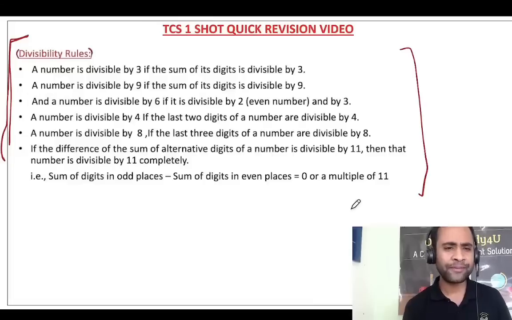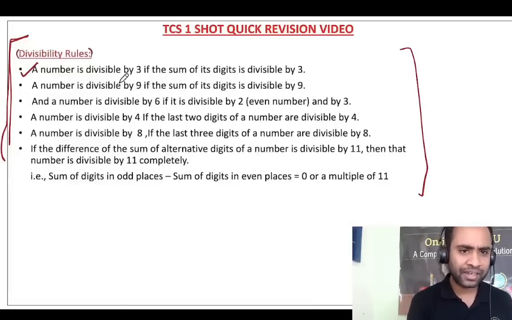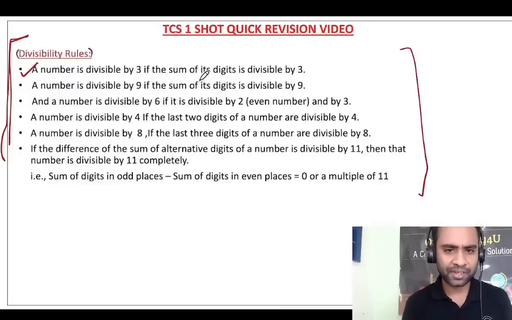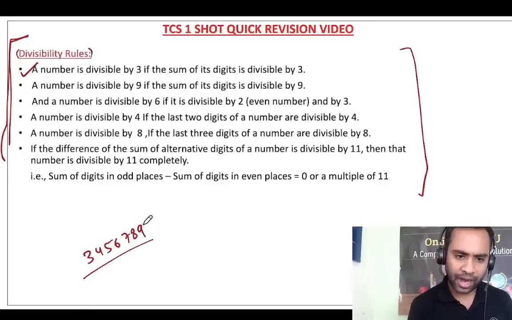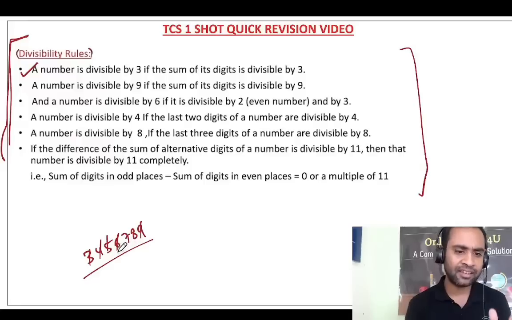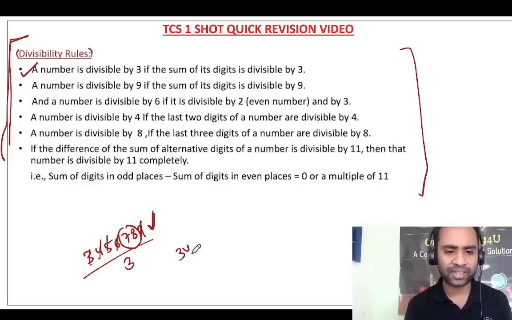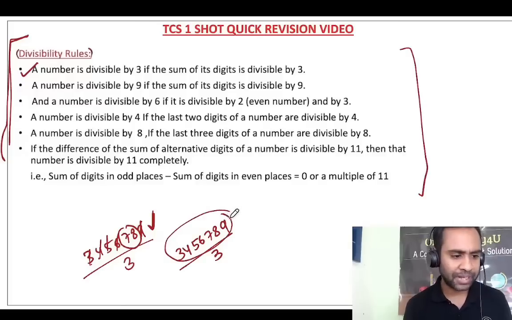Now, divisibility rule. If a number is divisible by 3, that means the sum of digits should be divisible by 3. If you have 3, 4, 5, 6, 7, 8, 9, is this number divisible by 3 or not? So get the sum. I'm not counting the 9 because 9 is anyway divisible. So 5, 4, 9, 6, 3, 9. So 7 plus 8, sum is 15. 15 is divisible by 3. So this complete number is divisible by 3. Okay, this is clear.